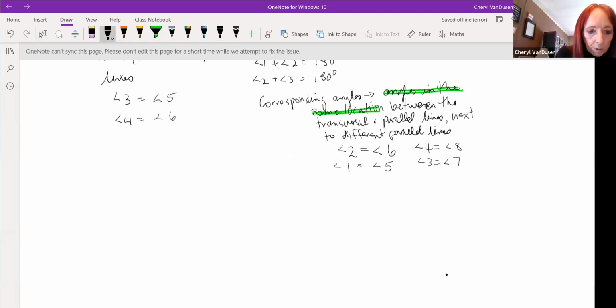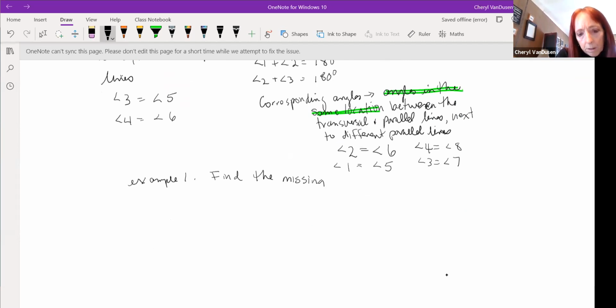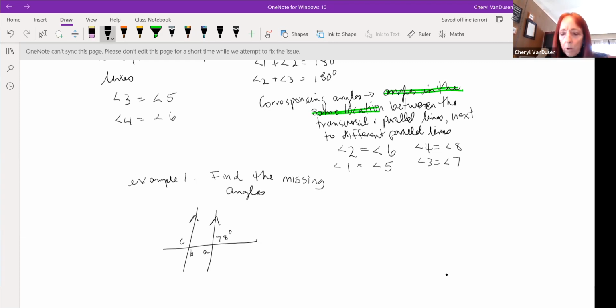Okay, so here's example 1. I won't make us find every single angle, just find the missing angles. And in my diagram, I won't make a million. Okay, let's put our parallel lines this way just for fun. That's our transversal. And I will give you that this is 78 degrees. And then we'll find 3 different angles. So I'll call this guy A, I'll call this guy B, and I'll call this guy C. We'll try to find A, B, and C.